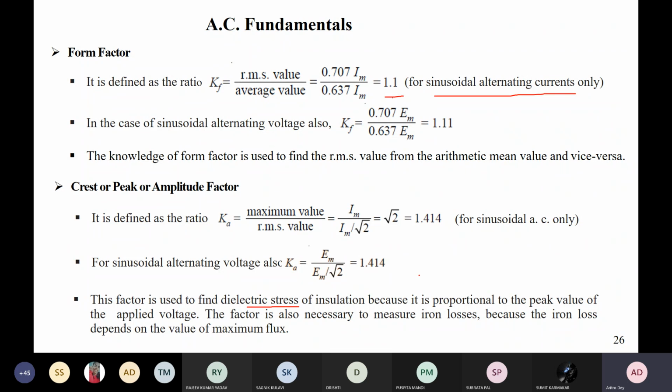So whenever we calculate a voltage for a dielectric circuit to be used in a circuit, we should multiply it with root 2 and check whether it is within its limit or not.